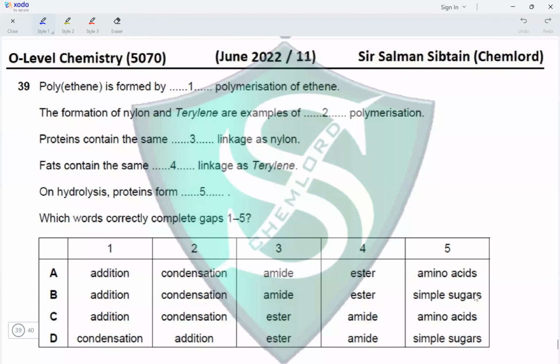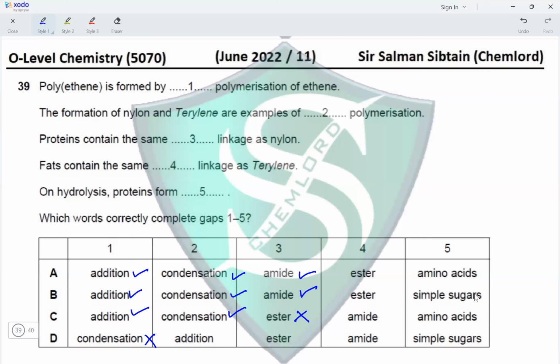Question 39. Polyethylene is formed by polymerization of ethene, addition. So A, B, and C are correct. D has been eliminated. Next, the formation of nylon and terylene are examples of dash polymerization. Condensation. Again, A, B, and C all contain condensation. Next, proteins contain the same dash linkage as nylon, amide linkage. Proteins are polyamides. So A and B contain amide, C contains ester, C has been eliminated.